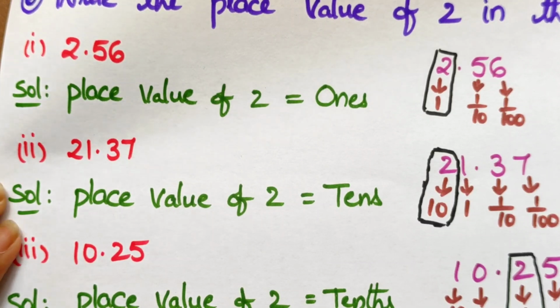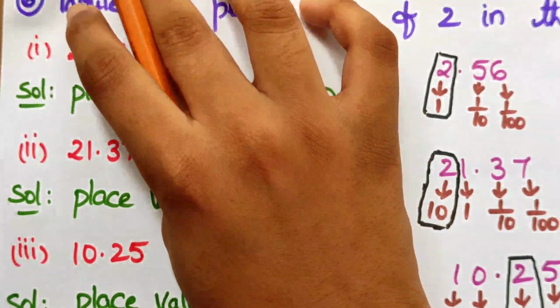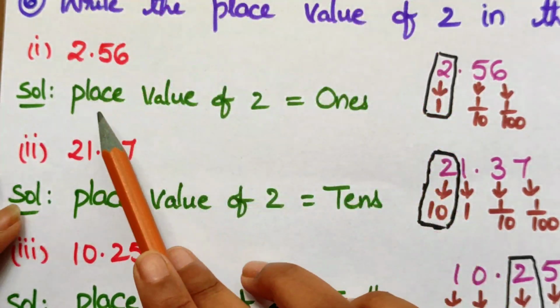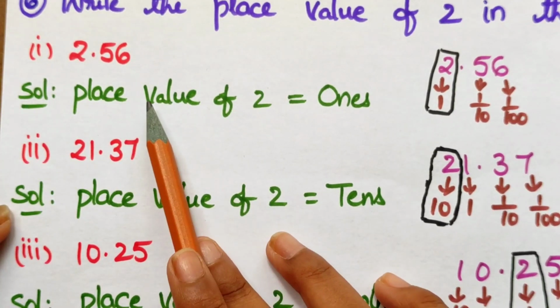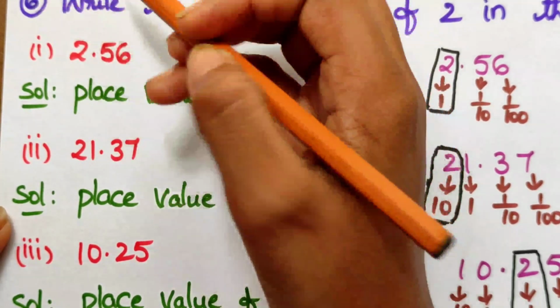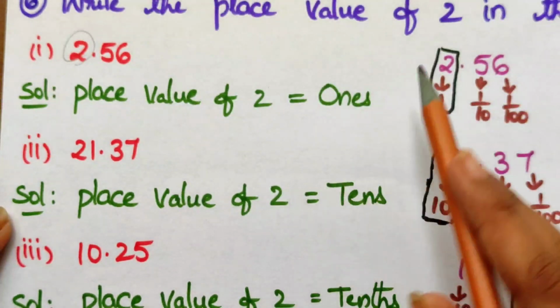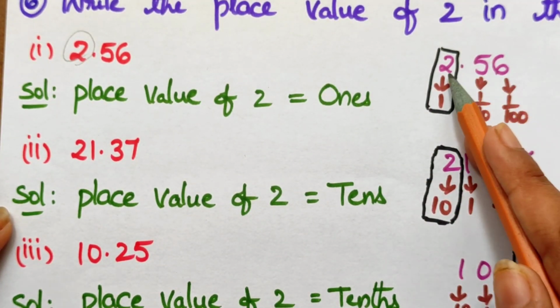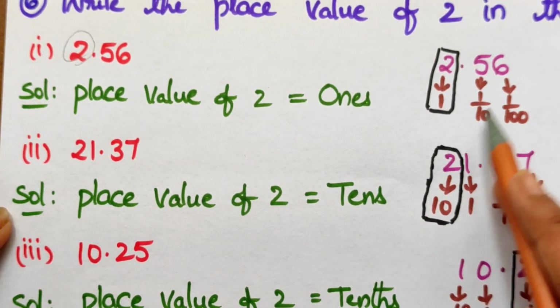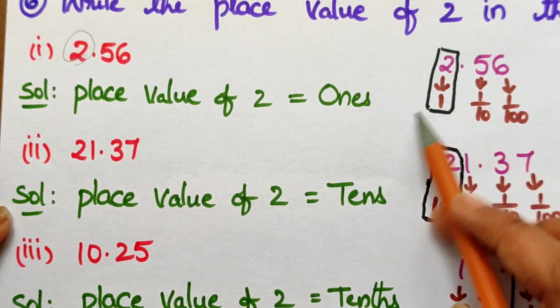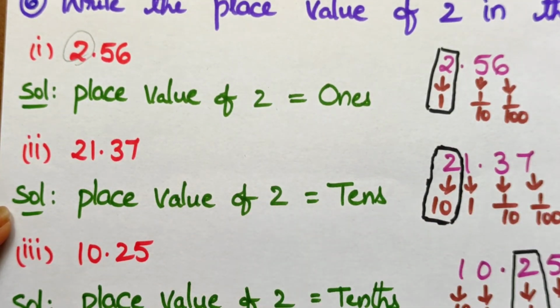It is 2.56. Place value of 2 is equal to, in this place value of 2 is 1. See here, 2.56. Here 2 is in 1st place, 5 is in 10th place, and 6 is in 100th place. So 2 is in 1 place. So place value of 2 is equal to 1.